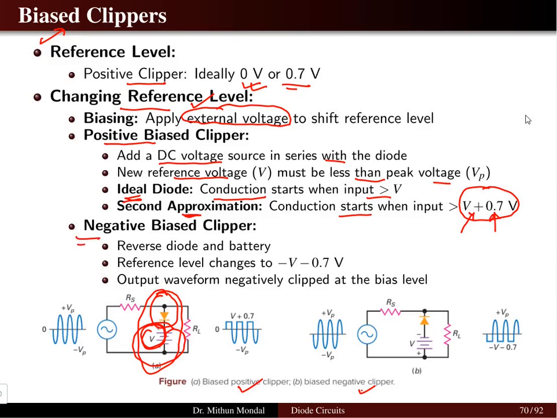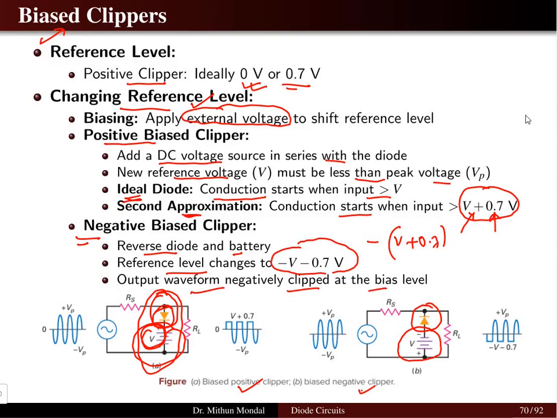When we talk about the negative biased clipper, you can see here we have connected one DC voltage source in series with the diode, but the diode is reversed and the battery is also reversed. So we have changed the direction of the diode. The reference level now changes to minus V minus 0.7 volt. So it is basically minus of V plus 0.7 volt. So we have changed the reference level, and the output waveform is negatively clipped at the bias level.